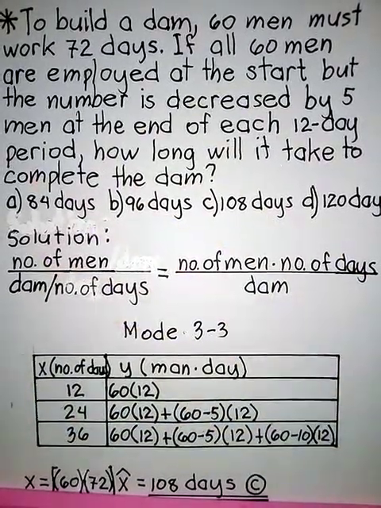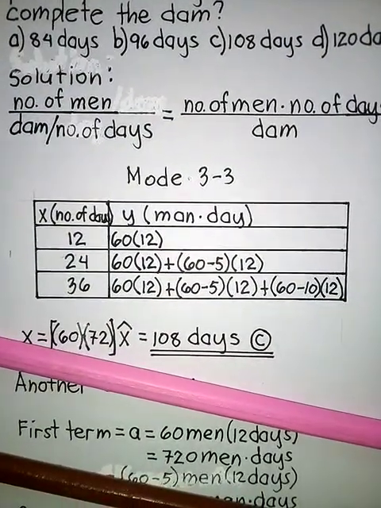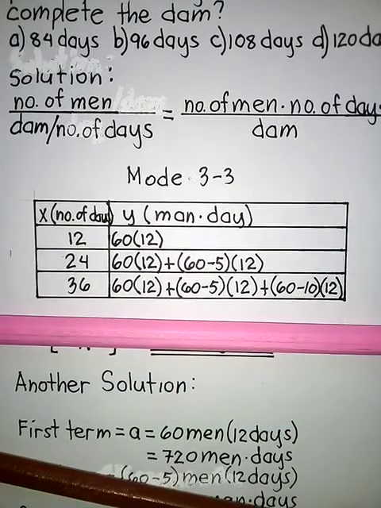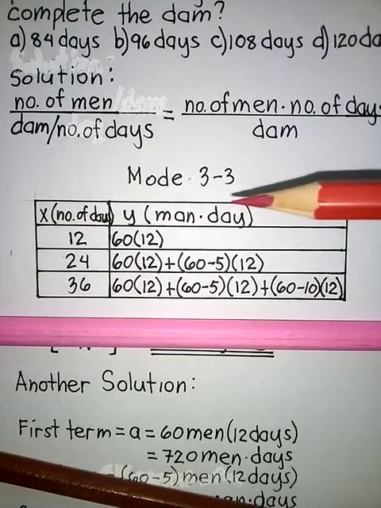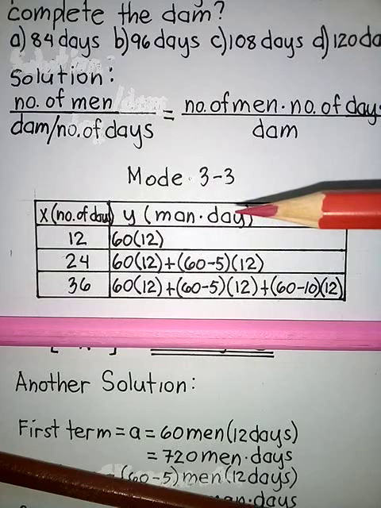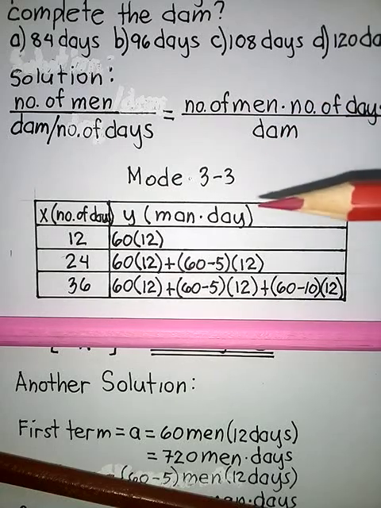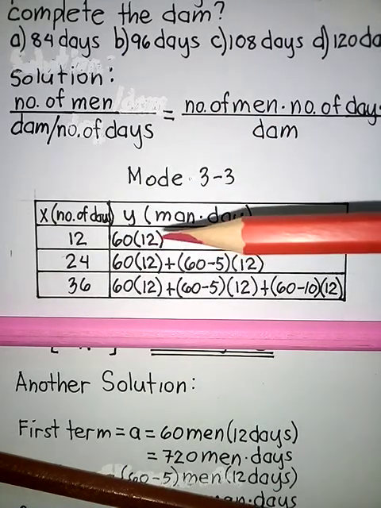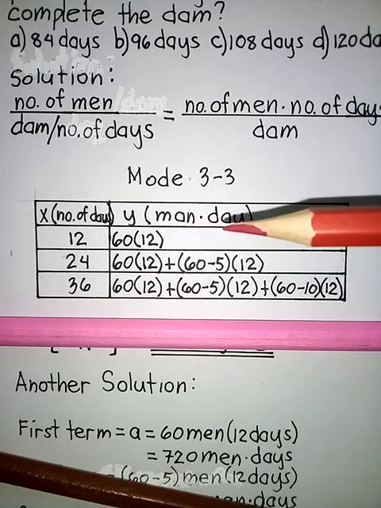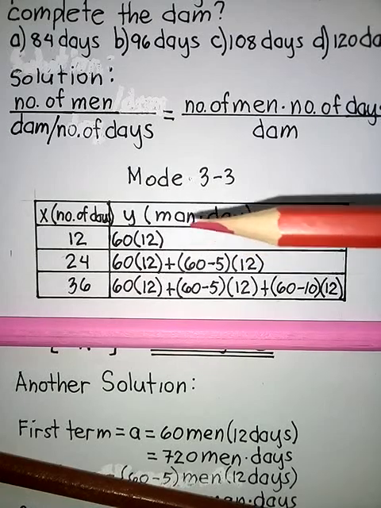We will first plot the given data. Here are the given data. In the X column is the number of days, and in the Y column we have the men-days, which is the number of men multiplied by the number of days. On the first 12 days, 60 men are working, so the number of men-days here is equal to 60 times 12.